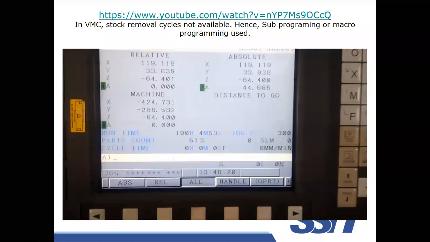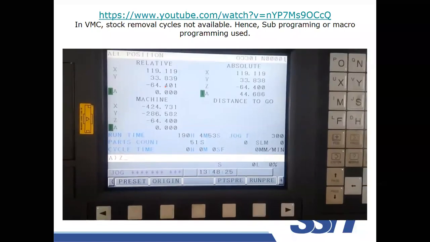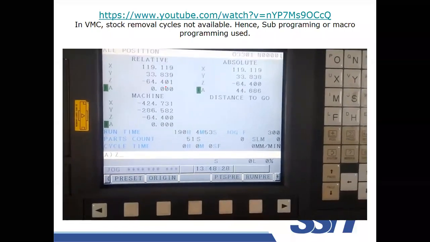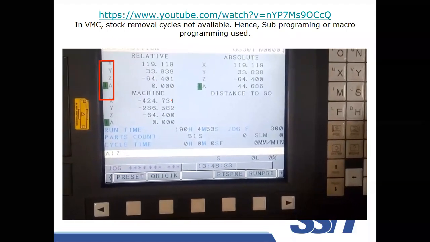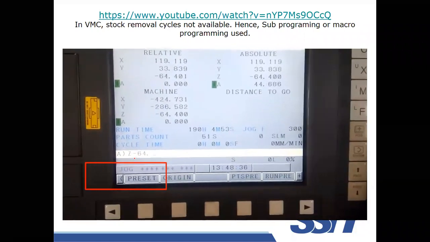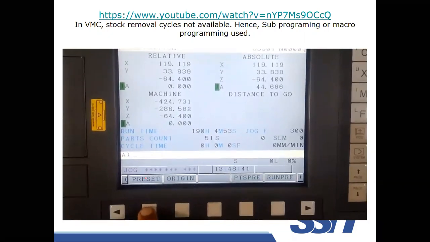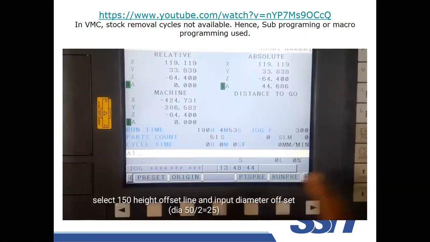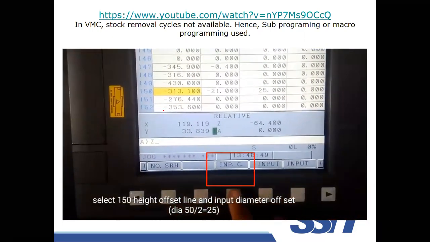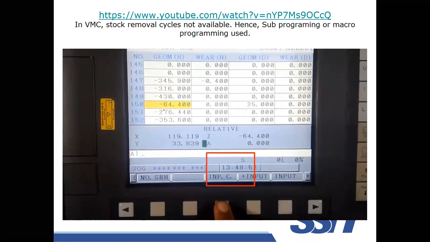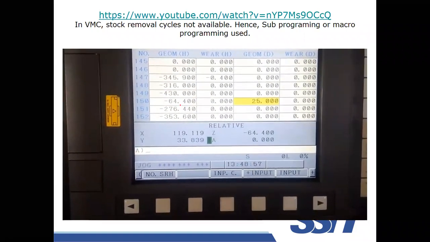So here 64.4 minus 64.4 is set as 0. You can give this value Z equal to 0. You can do presetting. You can input Z equal to minus 64.4 equal to 0 preset, which means that point will be considered as Z equal to 0. So here the tool height offset and all, this value is given. So X, Y, Z values are already given. This is the Z value. This value is set as Z equal to 0.